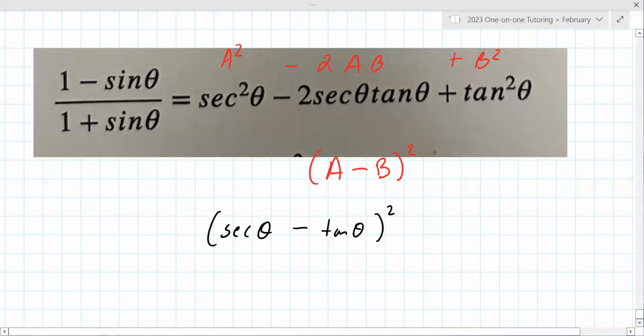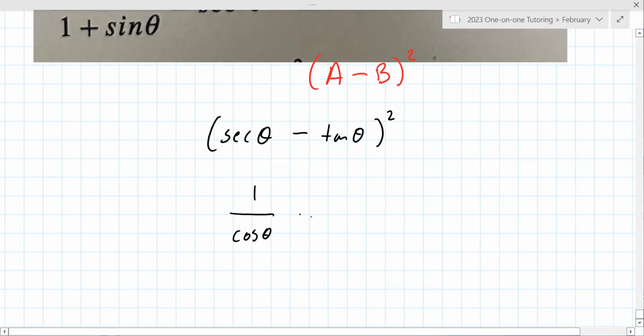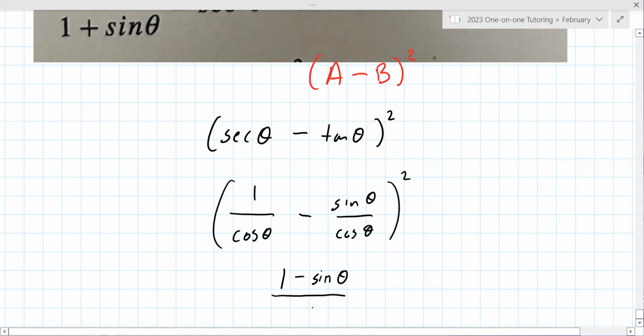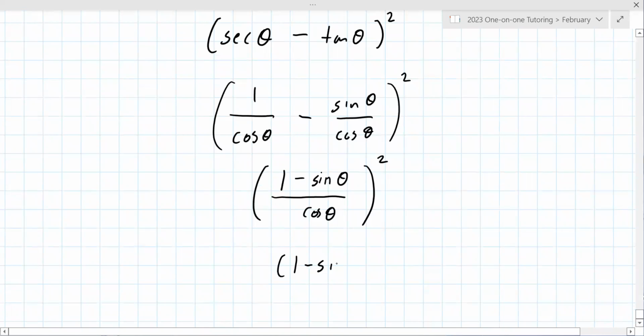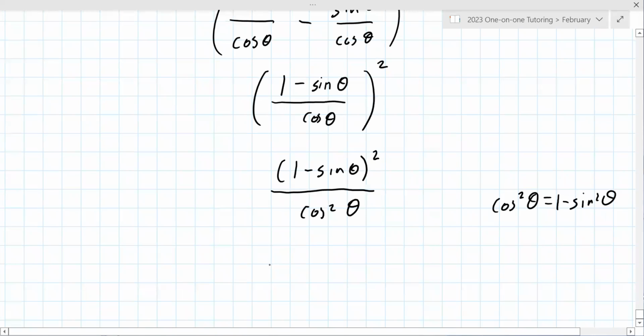So again, you might wonder, well, why are we even doing that? Well, secant is 1 over cosine theta, tangent is sine theta over cosine theta, and that's a common denominator. So this becomes 1 minus sine theta in the numerator over cosine theta, and then you're squaring it. So the top we'll leave as 1 minus sine theta squared. The bottom is cosine squared theta, which you're supposed to say, oh yeah, that's an identity. Cosine squared theta is 1 minus sine squared theta. So the bottom becomes 1 minus sine squared theta. The top is still 1 minus sine theta squared.